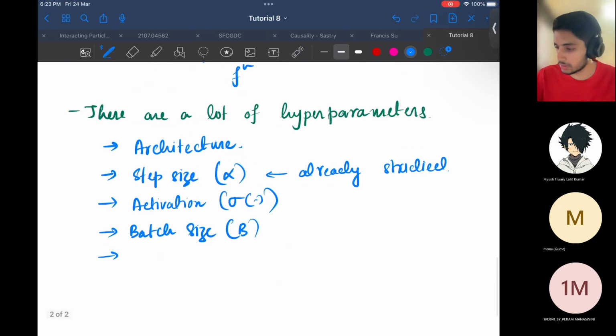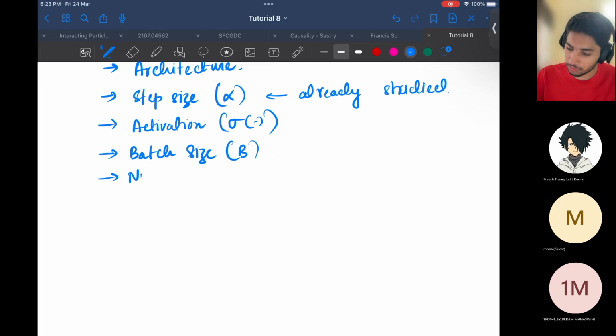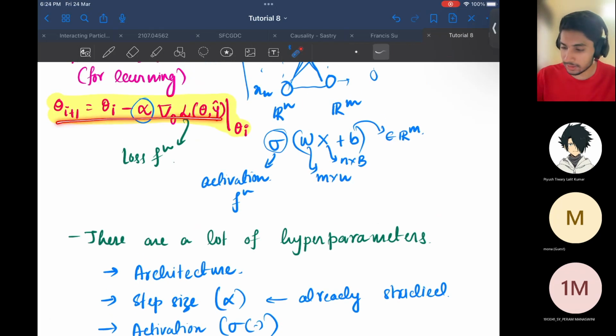Further, what else can we think of? Let's see. Number of epochs. So I know that I have to run this gradient descent, okay? But how many times, should I run it for, let's say, 100 times, or should I run it for 1,000 times? I don't know, right? What is written in textbooks is that we should run it for large enough. But large enough is a very vague phrase. Should I run it for 2,000 times, or should I run it for, let's say, just 500 times? I don't know. That is another hyperparameter, right?